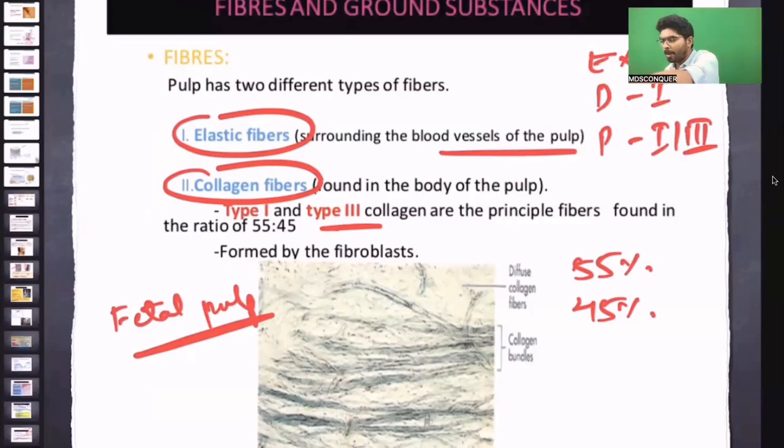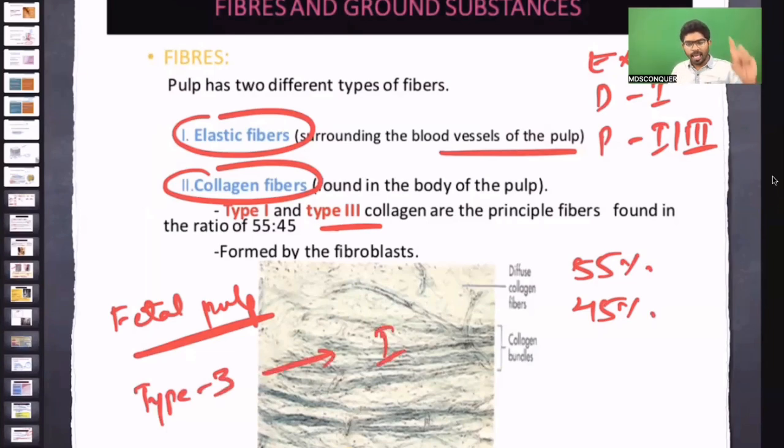Collagen which is present in the fetal pulp is type 3. Similarly, type 3 will be converted into type 1 in the future. Is any such phenomenon occurring somewhere? I have discussed general pathology. Type 3 converting into type 1. Yes, Gayatri, very good. Wound healing.